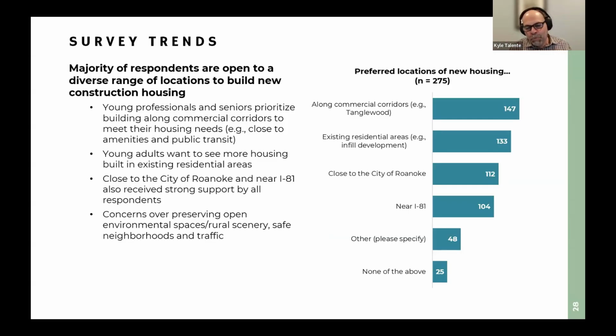Near I-81. So the responses that we got from folks are very consistent with what we would call good planning practices. You want to build new housing in areas that are already well served with road and water and sewer. You want to put it in areas where there's already development so you can minimize the sprawl and the impact of things like traffic. And you want to put it in areas where it's proximate to services, like the city of Roanoke, where you have the largest concentration of jobs, or near I-81, where it's going to give you the best transportation access.